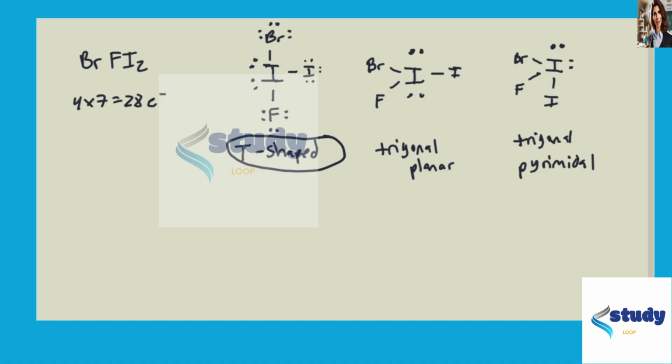Okay, the next structure we have is XeO2F2. So we have 8 plus 12 plus 14 electrons to work with. So in total, that's 34. So xenon here is the least electronegative because it's a noble gas, so it's going to go in the middle. And then we're going to put oxygen and fluorine around it.